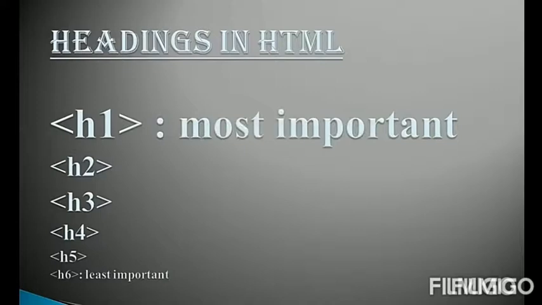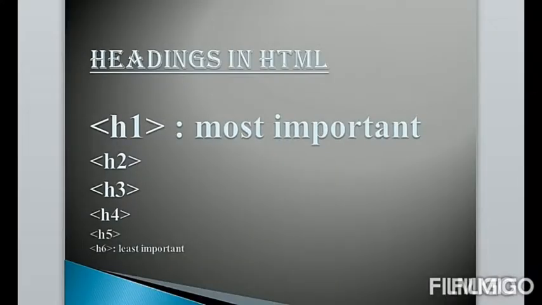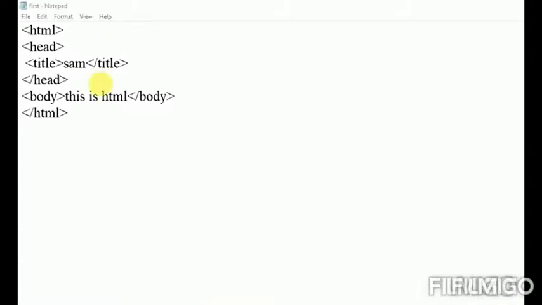Now headings in HTML. Here we have 6 heading tags, H1 to H6. H1 is representing most important heading and H6 is representing least important heading. You will get a better understanding of all these tags by this example. So here we have the basic structure of HTML document.